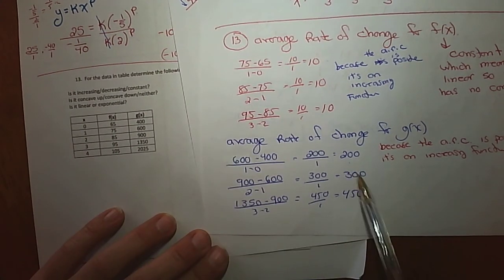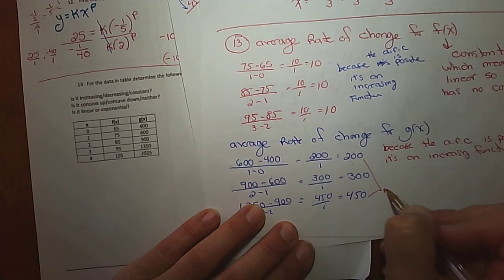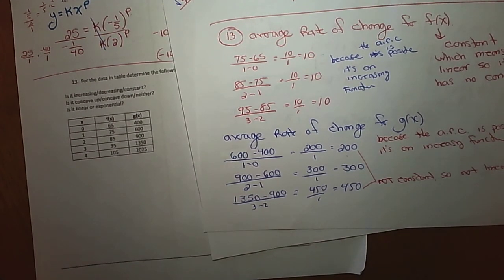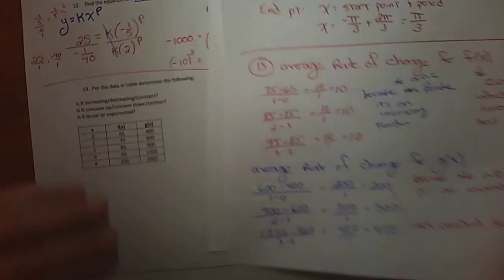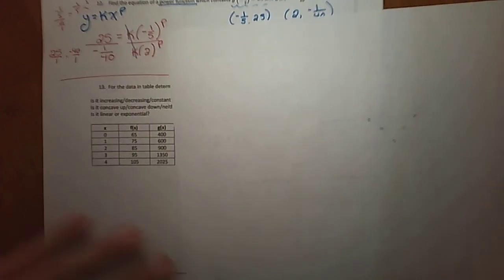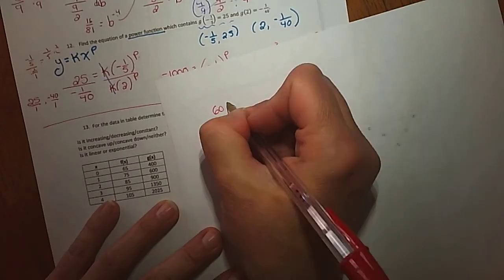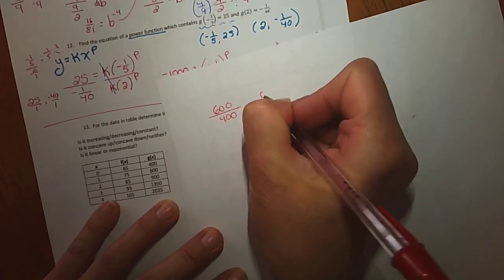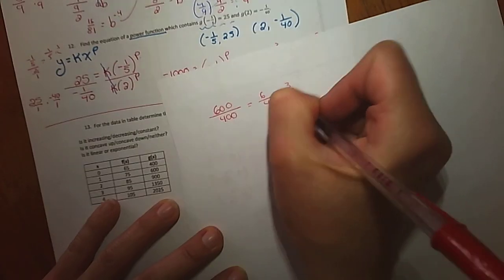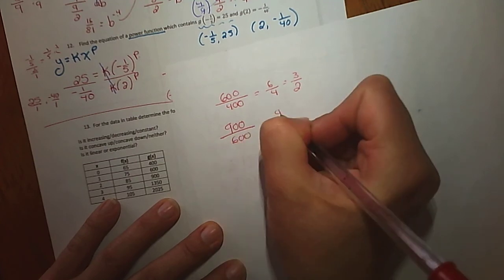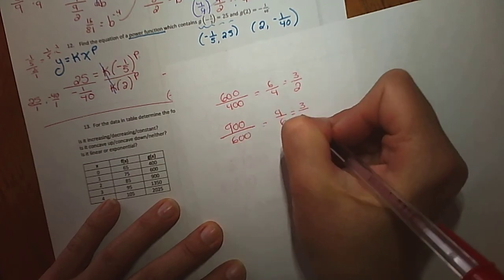Next thing, these are not constant, so not linear. Now we can't just assume it's exponential. We've got to see if it's in proportion. What I mean by that is, I'm going to flip this over and use the back of this. If I compare the y's, and I can do that because they're going up incrementally, if I do 600 over 400, that reduces to 6 over 4, which is 3 over 2. Then if I compare 900 to 600, it's 9 over 6, which also reduces to 3 over 2.